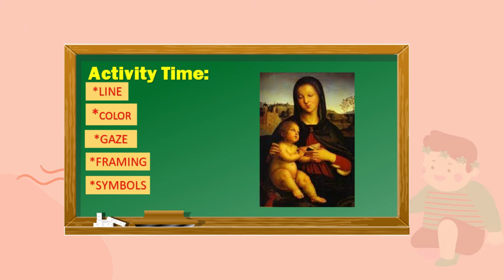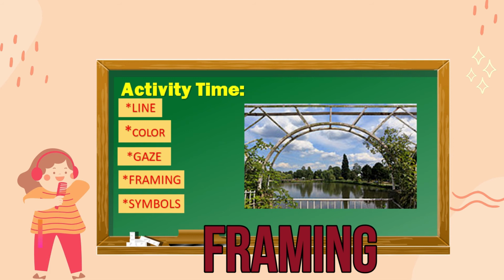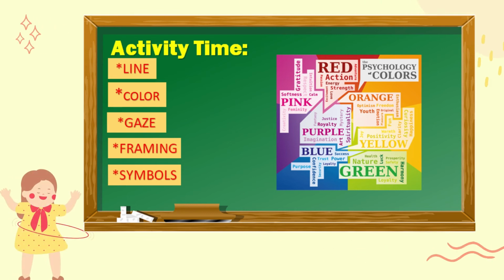Alright, so next image. How about this? Alright, this is framing, because as you can see, when you are taking a photograph, you're trying to look at the image. So where the image is focused on. So that's it. That is framing. Now let's go to another picture. How about this? Yes, of course. This is color.